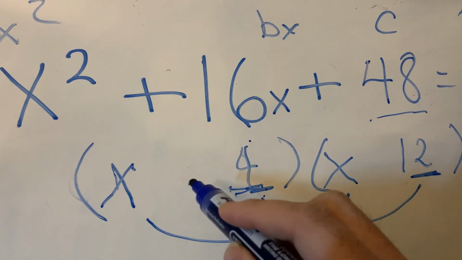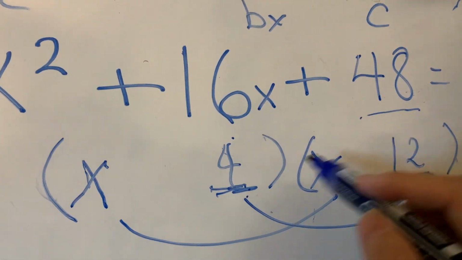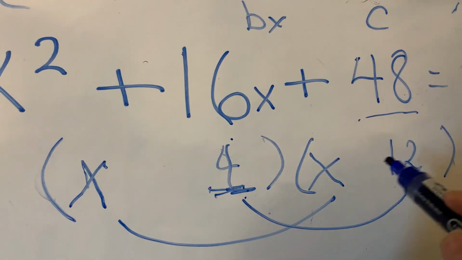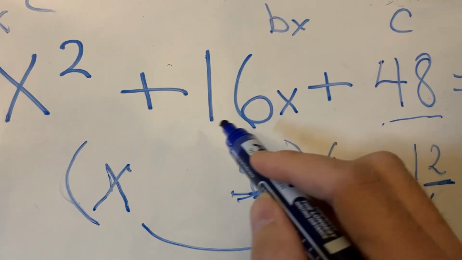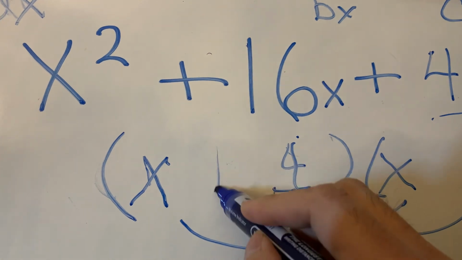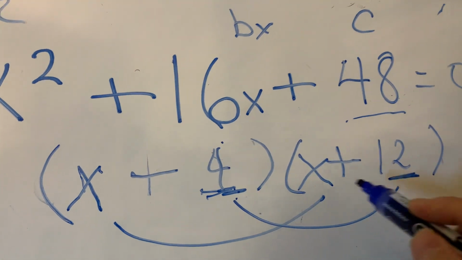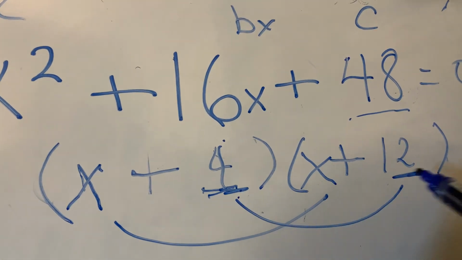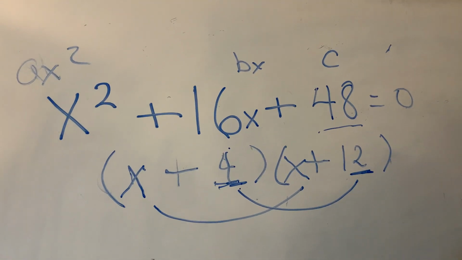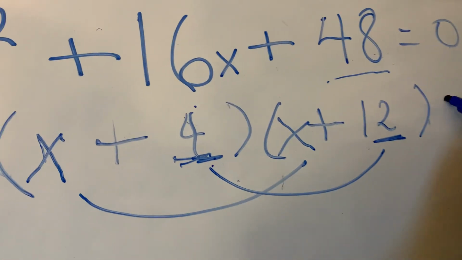So now you have to think about what sign you use here. Because this is positive, these signs either have to both be negative, because a negative times a negative is a positive, or they both have to be positive. And since this adds up to positive 16, these both have to be positive. If you made them negative, sure, it would be 48, but you'd get negative 16, and you don't want that, right? So you look at this equation we solve for: x plus 4 times x plus 12 equals 0.